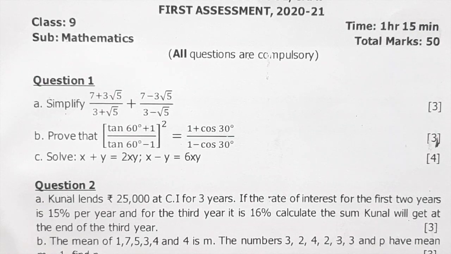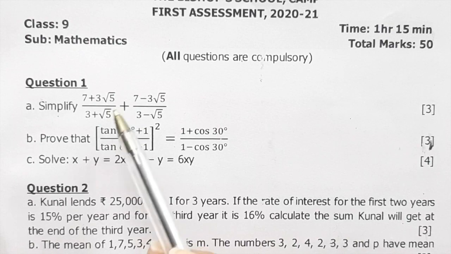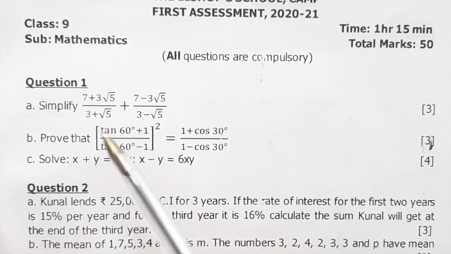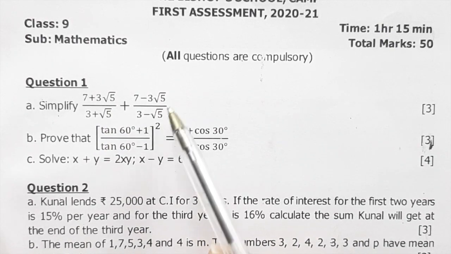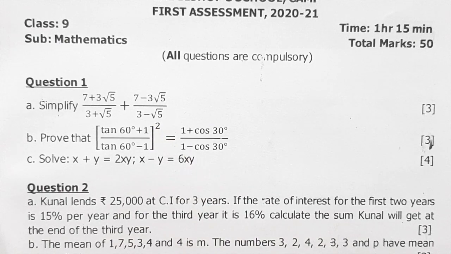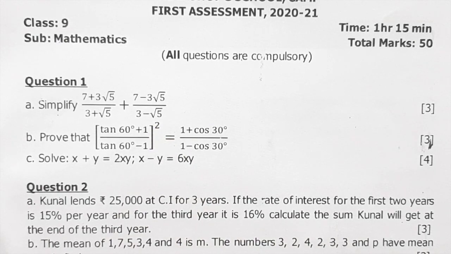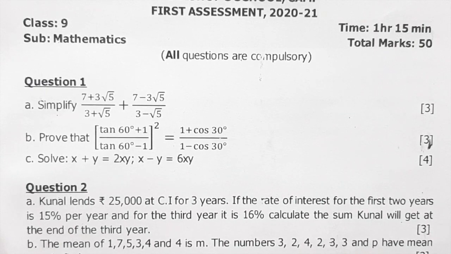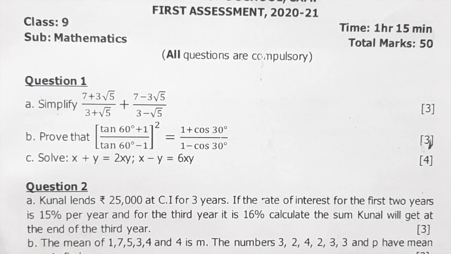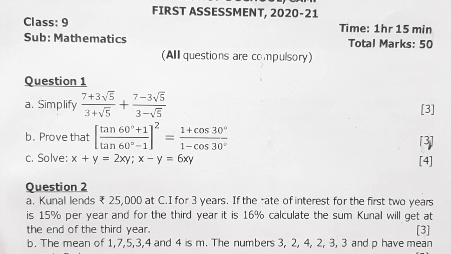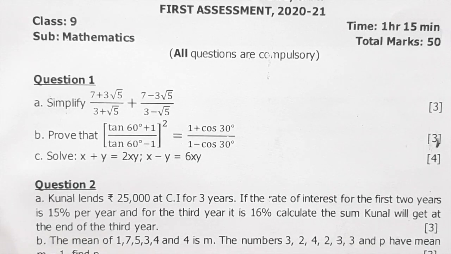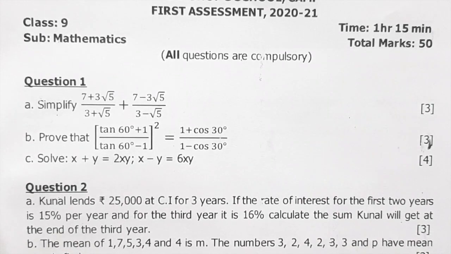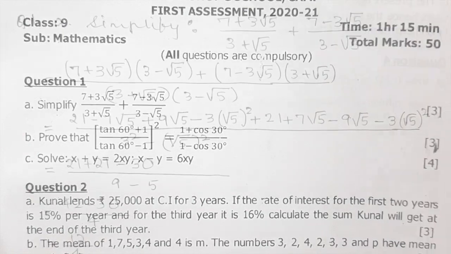The question number 1 says, simplify (7 plus 3 root 5) upon (3 plus root 5) plus (7 minus 3 root 5) upon (3 minus root 5). Now, in order to save on time, I have solved this paper so that I can explain to you how it is to be done, and you can pause the video, solve it, and then play the video once again and then check if you are right or no. So let us come to our first part.